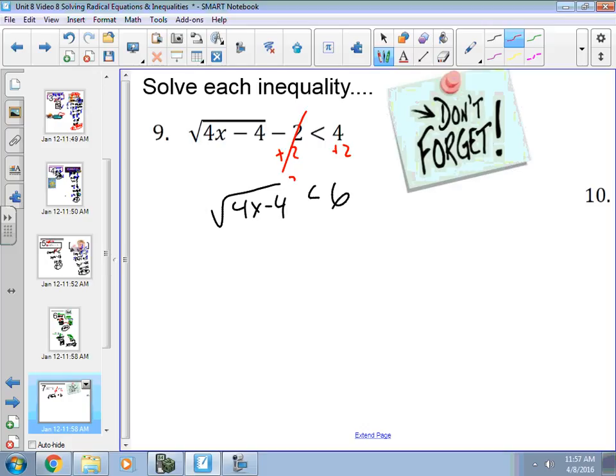Okay, now we got to undo this by squaring both sides. 6 squared is 36. Add 4 to both sides. Divide by 4. Looks like x has to stay less than 10. All right, we got to check domain though.